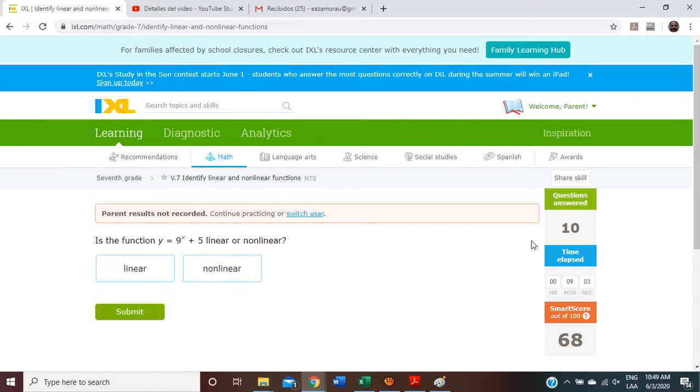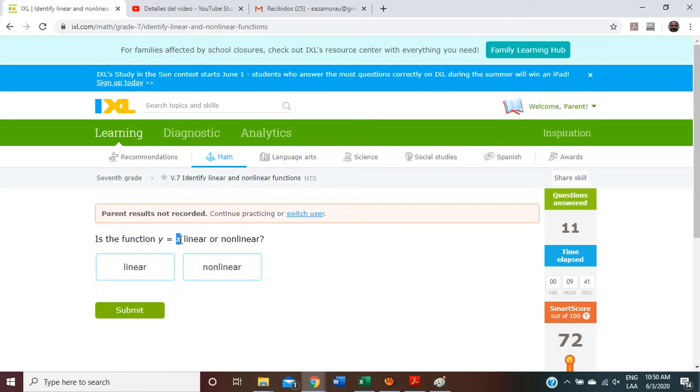So far we have answered 10 questions. I can keep going with 2 or more questions, because IXL gives you random problems from easier to hardest, but I want to continue at least 2 or 3 more. So if you see an exponent of a variable, this is obviously a non-linear function. Remember, the variable shouldn't be the exponent. So non-linear, we submit it.